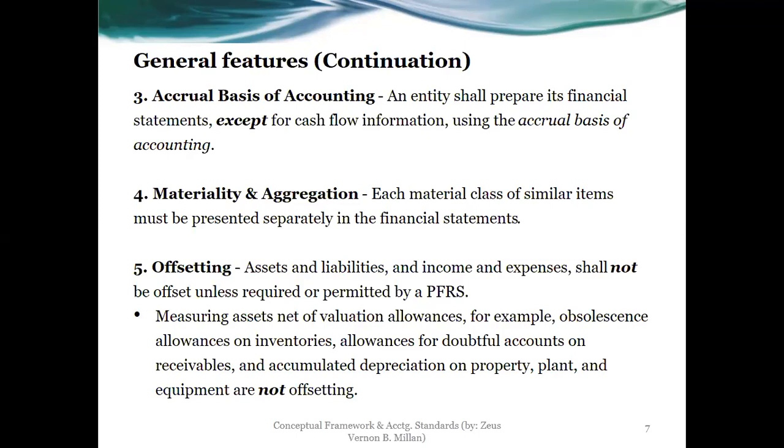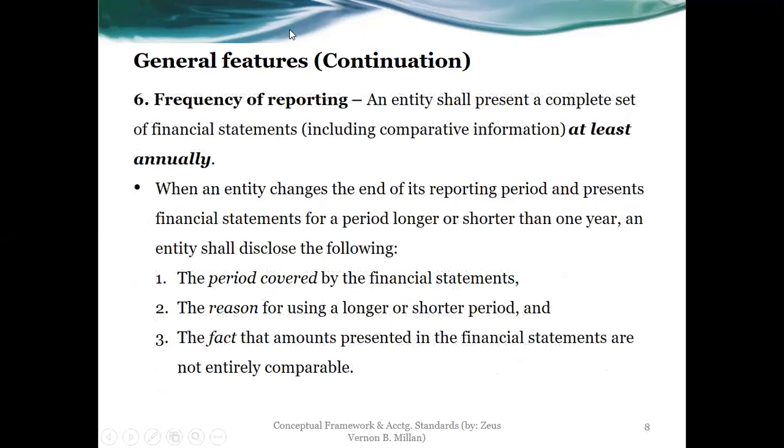It's just that to present them on the balance sheet, now known as the statement of financial position, we get the book value or carrying value. More of that will be discussed later on in other accounting subjects. So that is for offsetting. Next, frequency of reporting. The minimum is at least annually, as said a lot of times. That's the requirement of IAS 1.